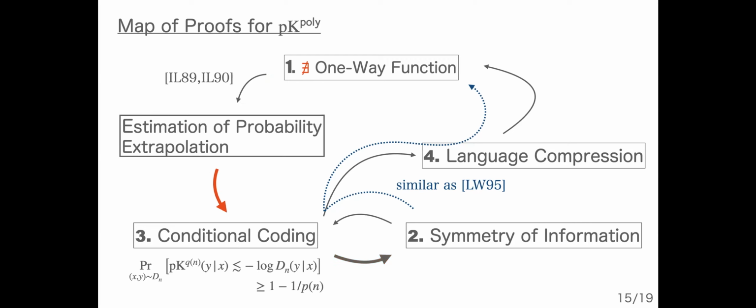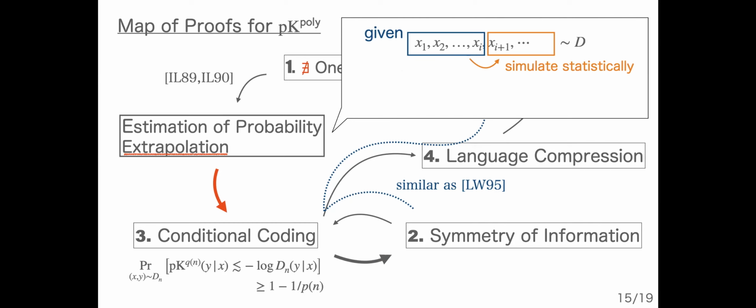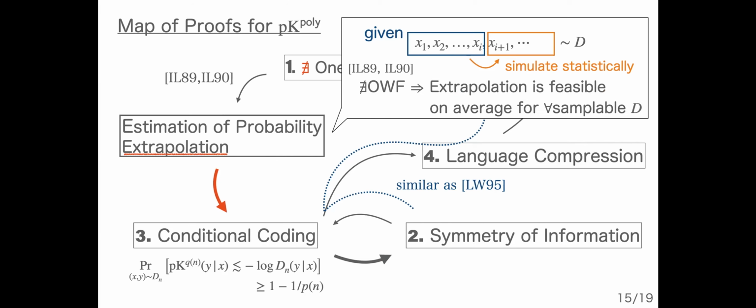For the first implication, we first apply the previous result by Impagliazzo-Rudich, and it is also related to the idea in Impagliazzo-Levin. Particularly, we convert the non-existence of one-way functions to an algorithmic aspect for solving extrapolation. In this problem, we consider a distribution D over a sequence of strings. And the task here is, for a given prefix of a sample from D, to statistically simulate the sequence that comes after the prefix according to this D. By these previous works, it is known that under the non-existence of one-way functions, this task is efficiently feasible for every samplable distribution.